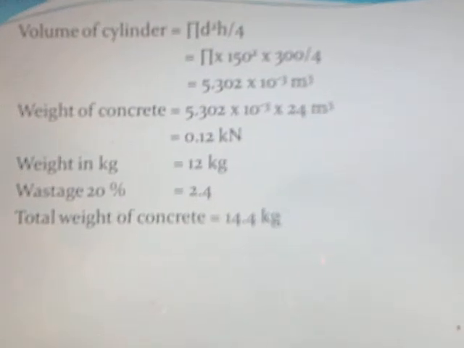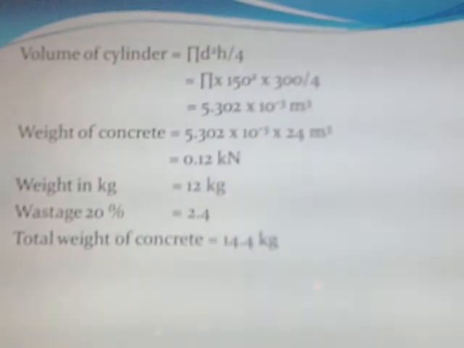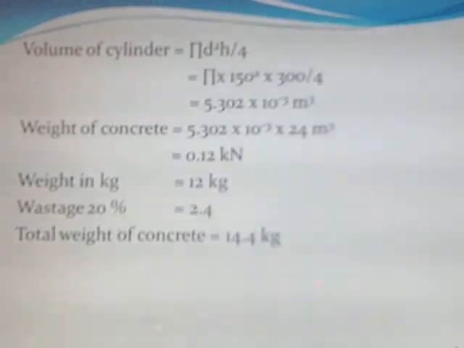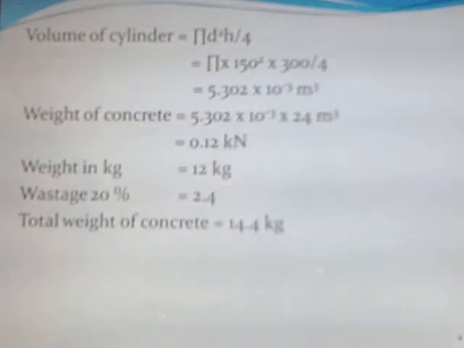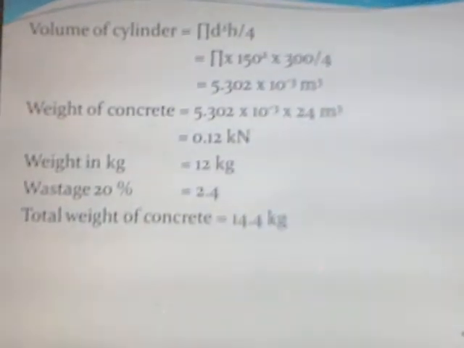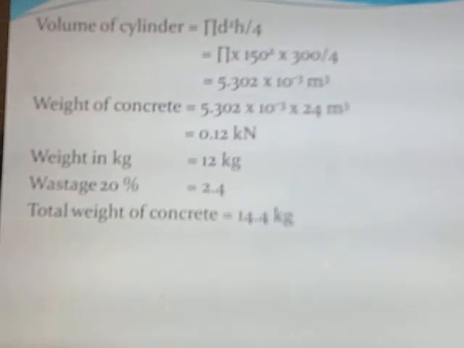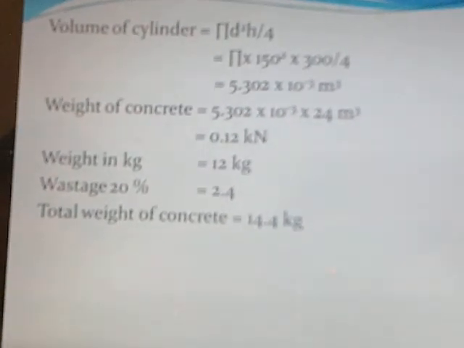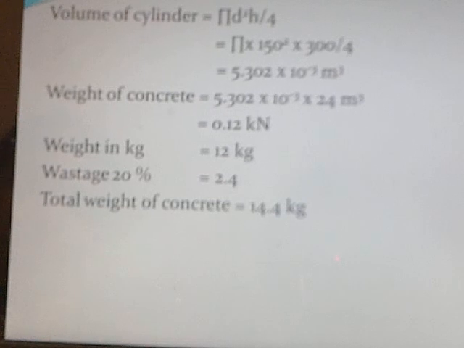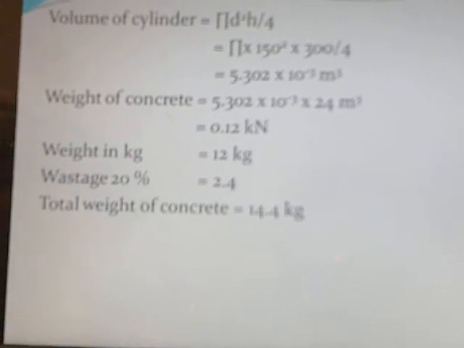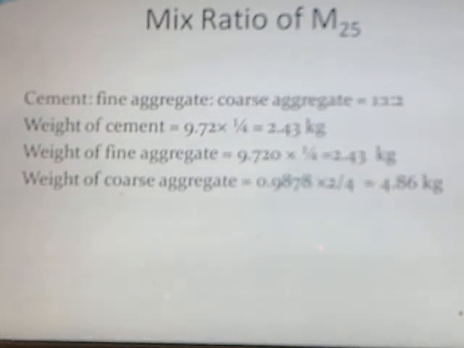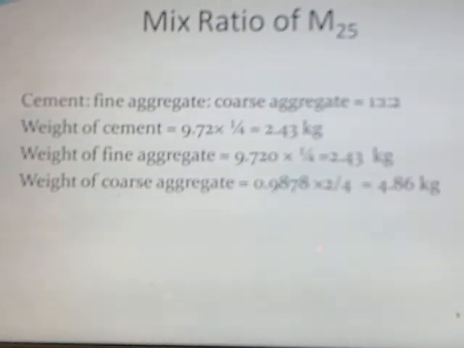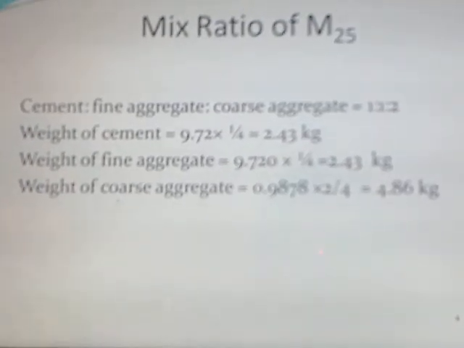This is the mix design for the volume of the cylinder, which is πd²h/4, which gives 5.02 m³. This is the weight of the concrete, which is 0.12 kN. In kg it is 12 kg, and with the wastage of 20% the total weight of the concrete is 14.4 kg.